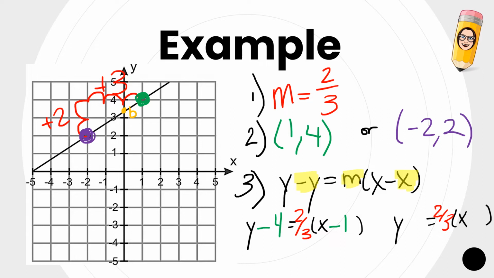Again, if you're struggling with point slope form, see that previous video. But let's talk about if you use the purple dot. My x says -2, so I write x + 2. It says that my y is +2, so I write y - 2. So either equation would be accepted.